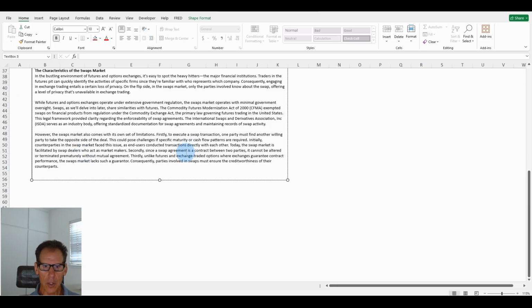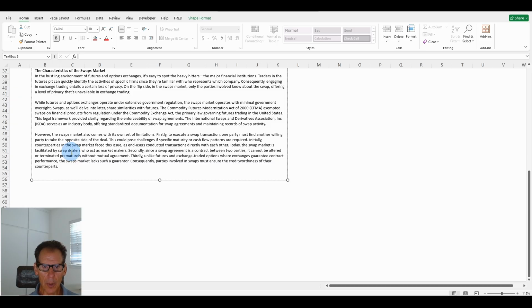Firstly, to execute a swap transaction, one party must find another willing party to take the opposite side of the deal. This would pose challenges if specific maturities or cash flow patterns are required. Initially, counterparties in the swap market faced this issue as end users conducted transactions directly with each other. The swap market is now facilitated by swap dealers who act as market makers.